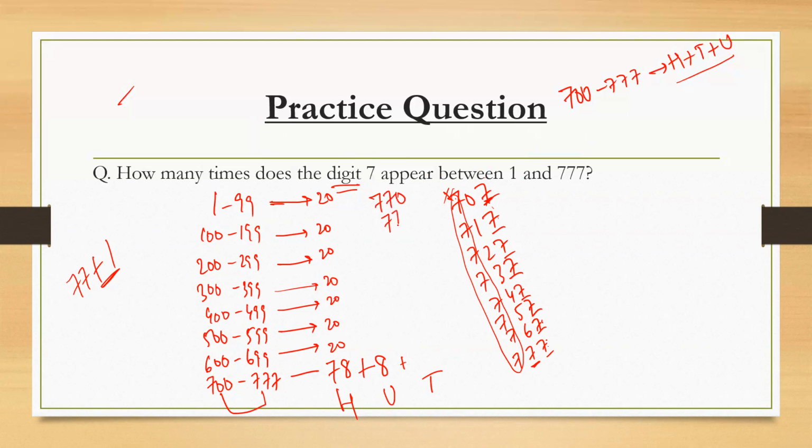70, 71, 72, 73, 74, 75, and 76. Now we are only bothered about the ones in the tens place. So how many are there? 1, 2, 3, 4, 5, 6, 7, 8. Okay, so again we have 8.